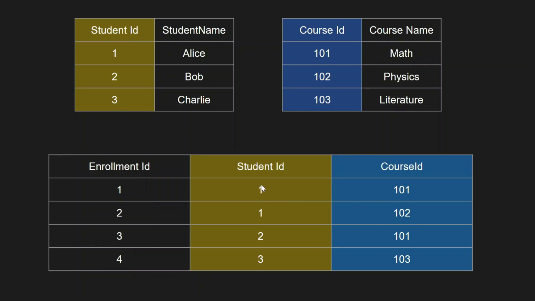So if you see here, student ID 1 has taken course 101 as well as course 102. Now from here, course 101 is taken by student 1 as well as by student 2. So one student can take multiple courses and one course can be taken by multiple students. That is the concept of a many-to-many relationship.